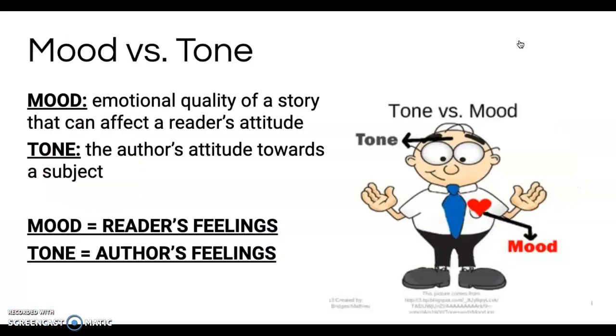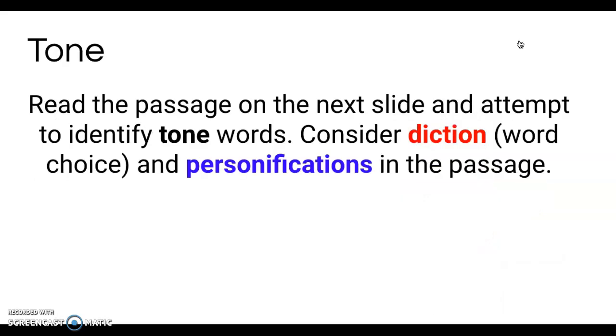First, just a reminder, we've already identified mood as the emotional quality of a story that can affect a reader's attitude. This is how we as the reader feel when we experience a text, or when we read a text, the emotions we experience. The tone is the author's attitude towards the subject. So the mood is the reader's feelings, the tone is the author's feelings. So that's what we're referring to when we talk about mood and tone.